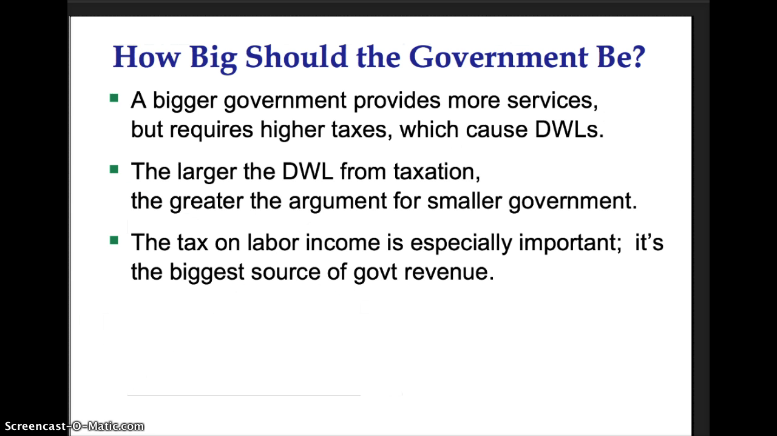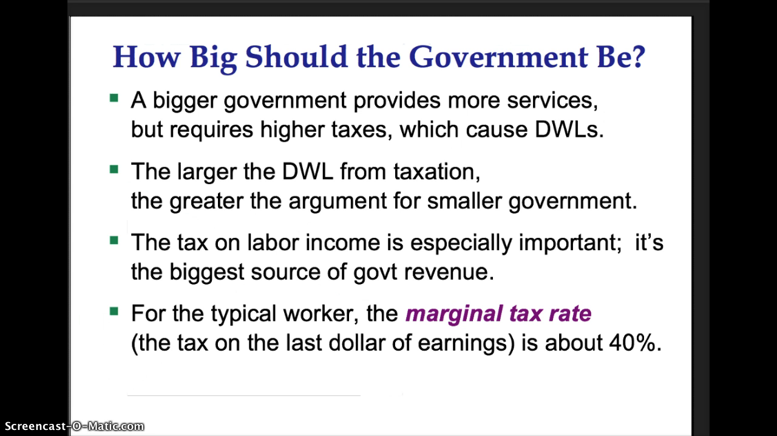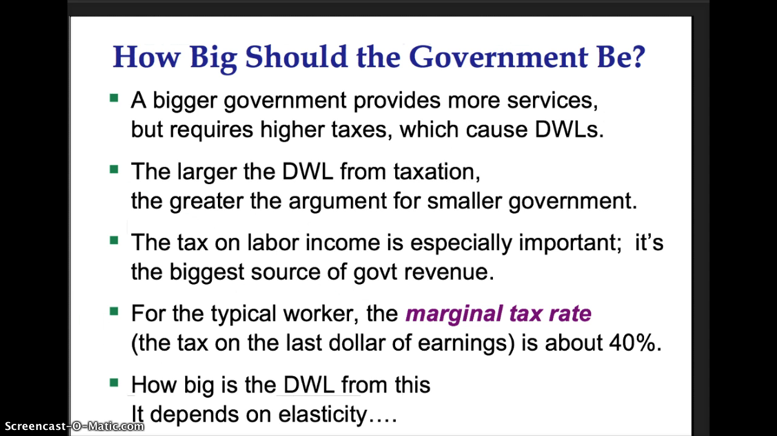A tax on labor income is especially important since payroll taxes and income taxes are the biggest sources of government revenue. For the typical worker, the marginal tax rate is around 40%. The marginal tax rate refers to the tax on the last dollar of earnings. How big is the deadweight loss from this tax? Well, the answer depends on elasticity.